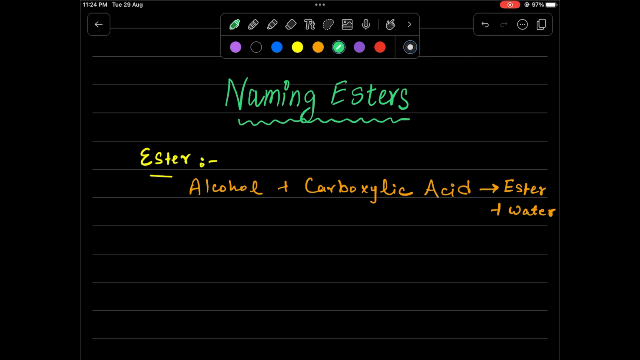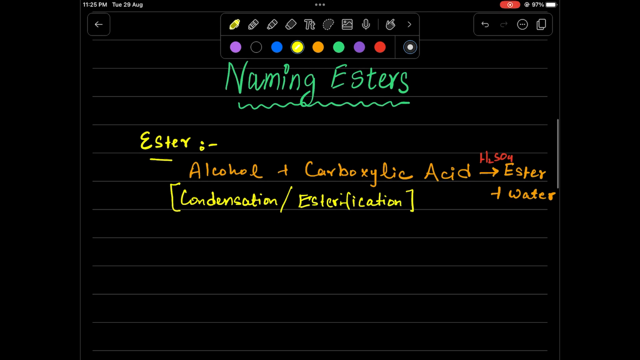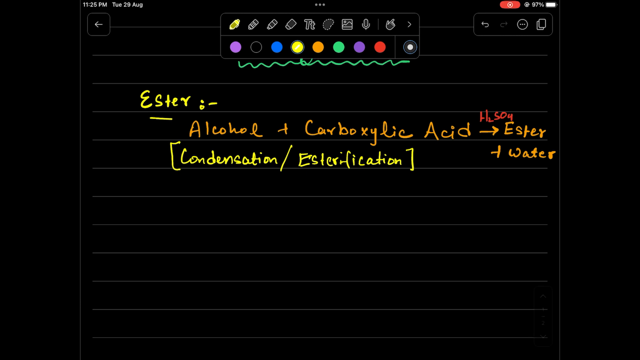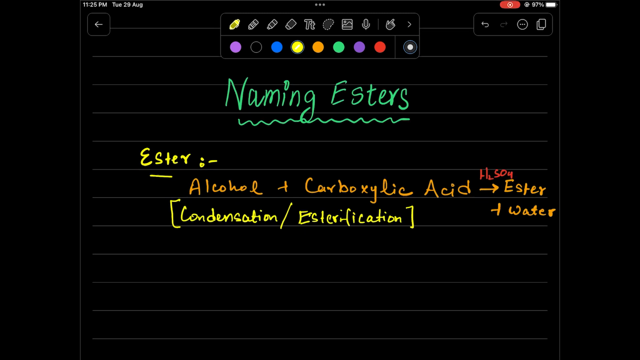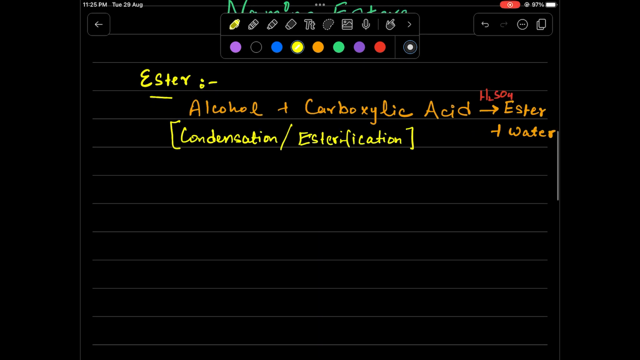This reaction has a condition. It needs an acid, so you need H2SO4, and I told you that this reaction is also reversible. You can come back from an ester to alcohol and carboxylic acid as well. This reaction is called the condensation, or esterification, reaction. In the previous video, I discussed in detail how an ester is formed, how the bonds are broken between a carboxylic acid and an alcohol, how they combine to form an ester, and how the water molecule comes out. If you want to watch the details, you can go back to my previous video.